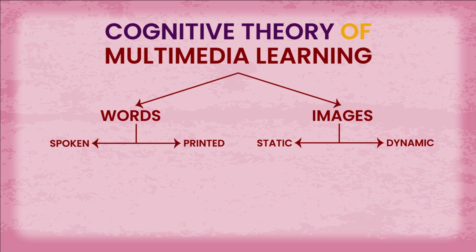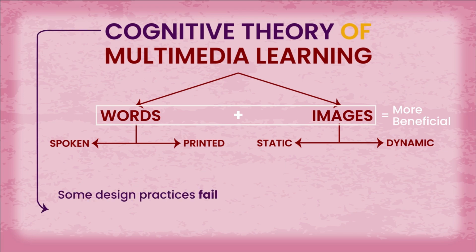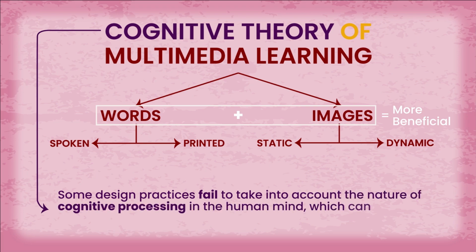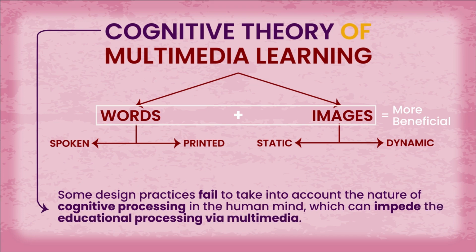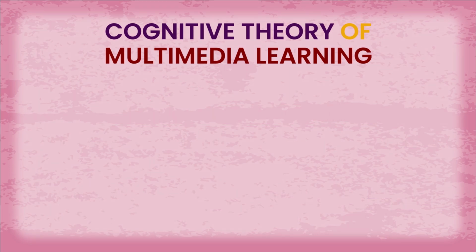Evidence suggests that learning from both words and pictures is more beneficial than learning only from words, because information presented in each format can complement each other. However, some design practices fail to take into account the nature of cognitive processing in the human mind, which can impede the educational processes via multimedia. As a result, multimedia learning should be designed using research-based principles in ways that are consistent with how the human mind works. So here is where CTML or Cognitive Theory of Multimedia Learning takes a role.